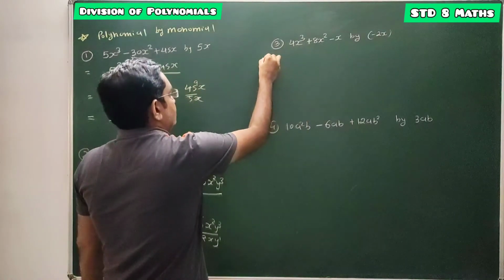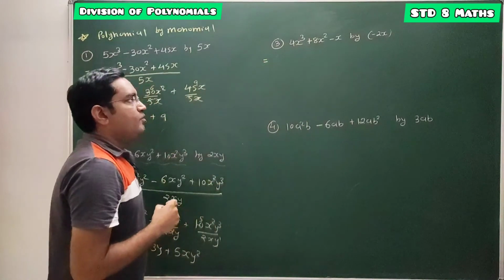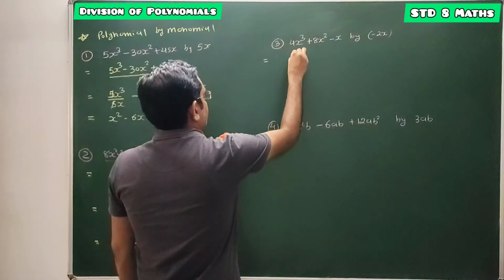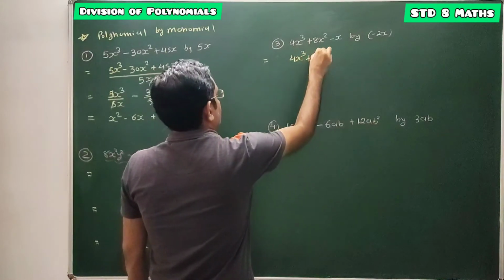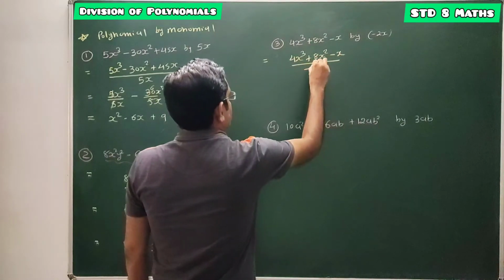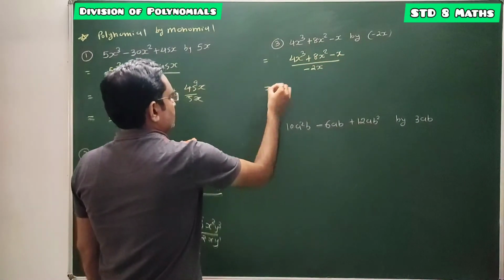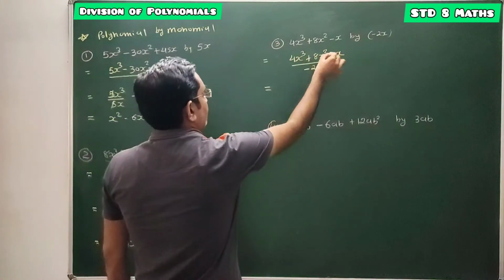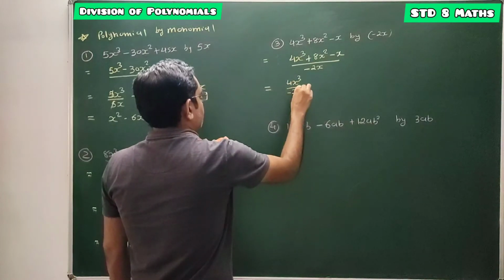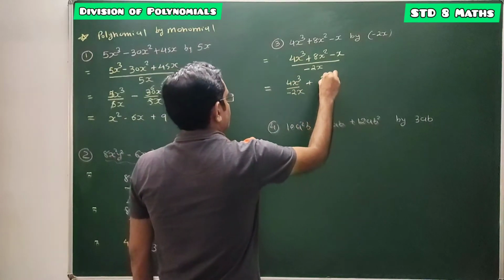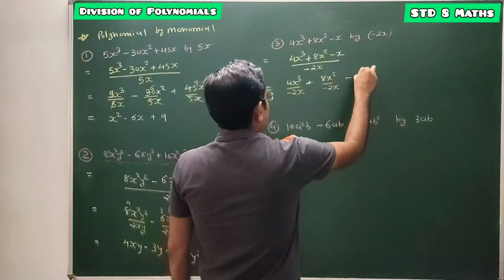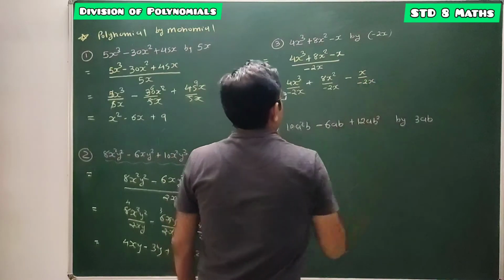Very good. Let's move ahead. 4x cube plus 8x square minus x by minus 2x. So what will happen? It will be 4x cube plus 8x square minus x divided by minus 2x. Now writing this denominator separately for all the terms in the numerator. So it will be 4x cube upon minus 2x plus 8x square upon minus 2x minus x upon minus 2x.